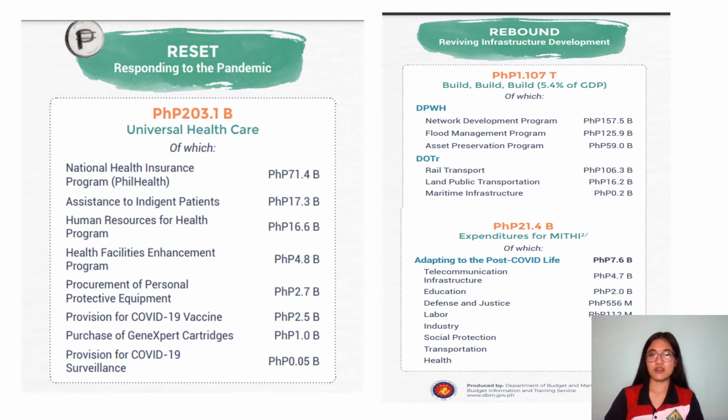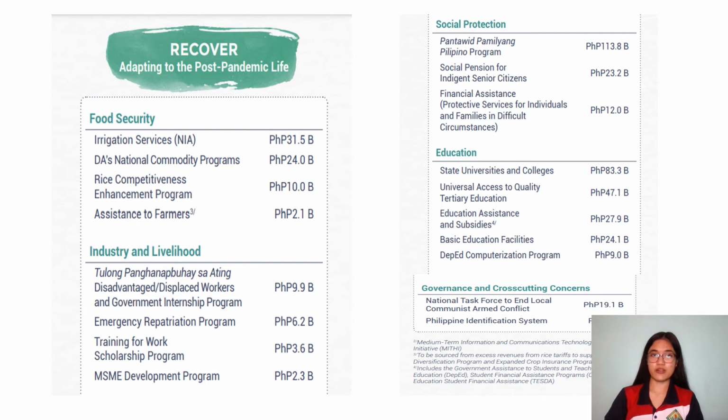For rebound or reviving infrastructure development, you can still see here the Build program of the government. And the last one is recover or adapting to the post-pandemic life or the new normal. So we have the food security, the industry and livelihood program, the social protection, and for education, of course. So for the complete copy of the 2020 budget and the 2021 proposed budget, you can visit the DBM website.